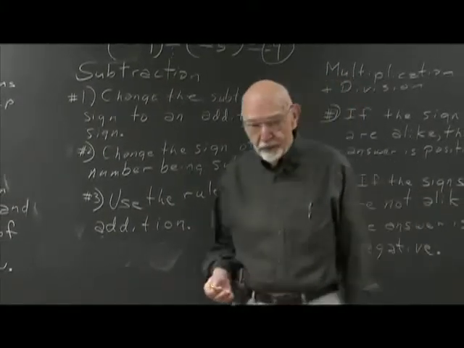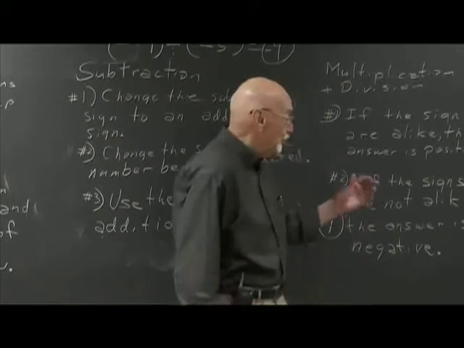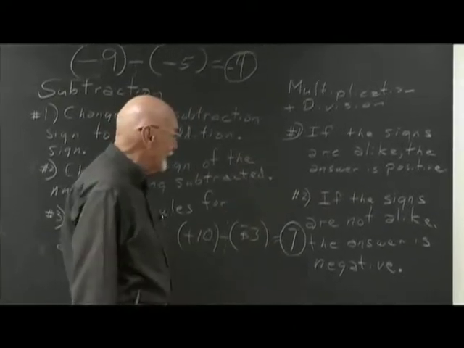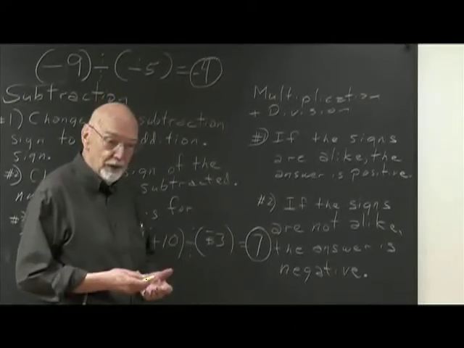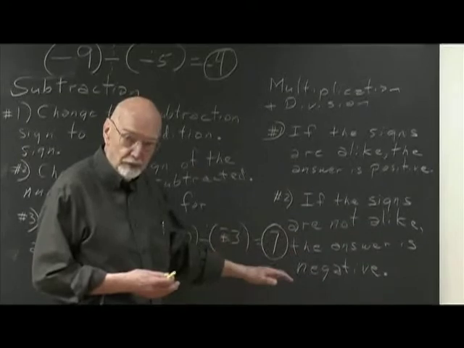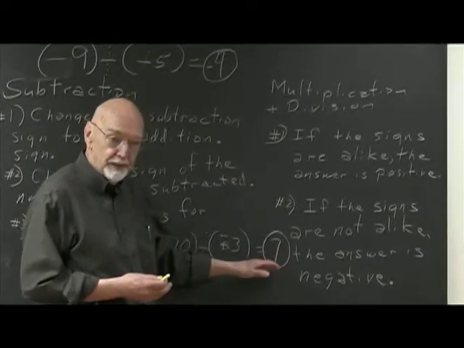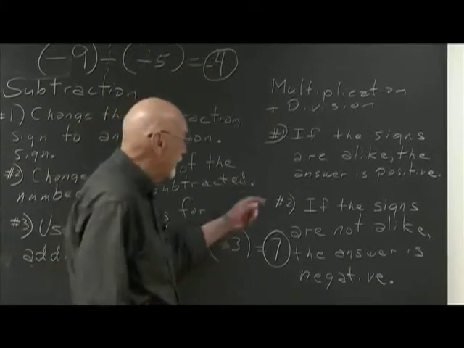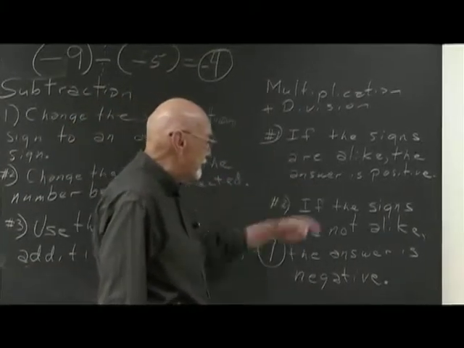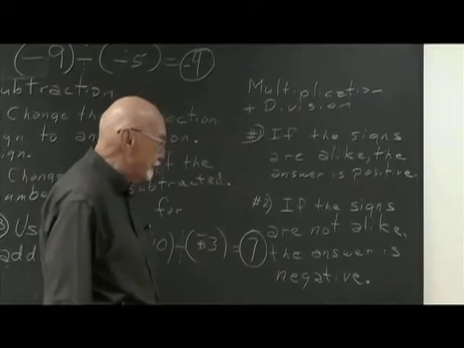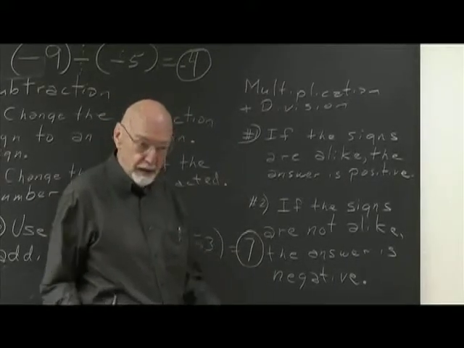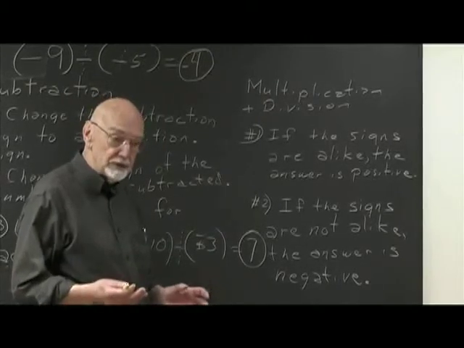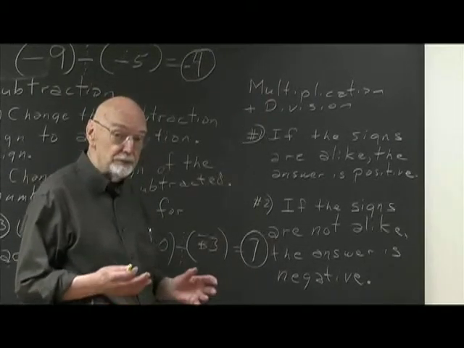You'll be happy to know that the easiest signed numbers to work are multiplication and division, because the rules are the same for both multiplication and division, and the rules are simple to understand. Rule number one, if the signs are alike, the answer is positive. Doesn't matter whether the signs are positive or negative. If the signs are alike, the answer is positive.